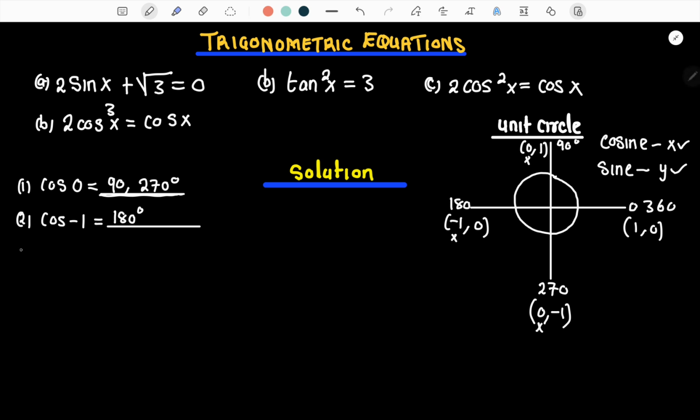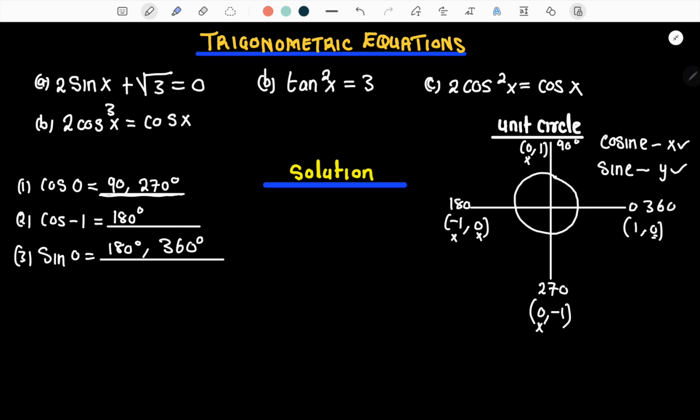Now let's check for sine. How about if you have sine 0? What are the possible values of sine 0? So because sine is representing a y value, you are going to check for 0 in the y. So 0 is in the y here. So this is going to be 180 degrees. Where else is 0 in the y? Even here, 0 is in the y. So this is going to be comma 360 degrees.